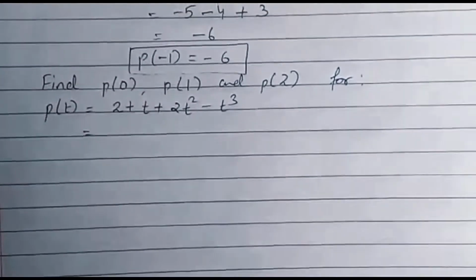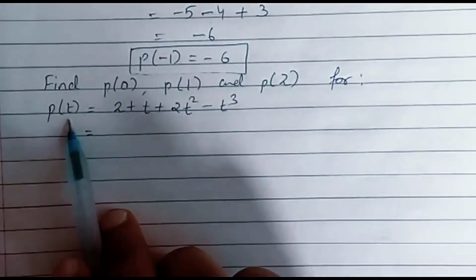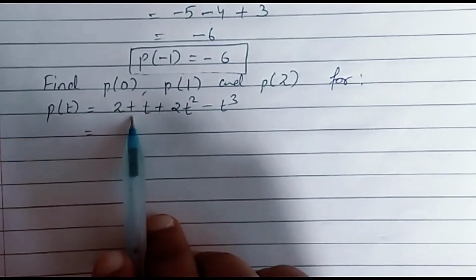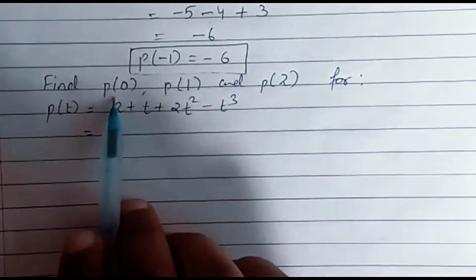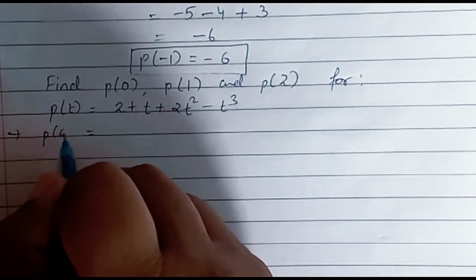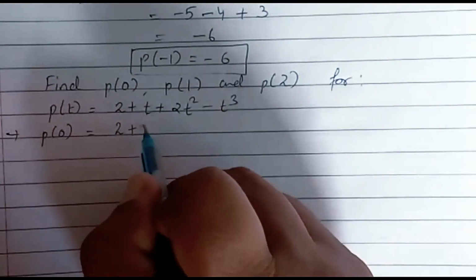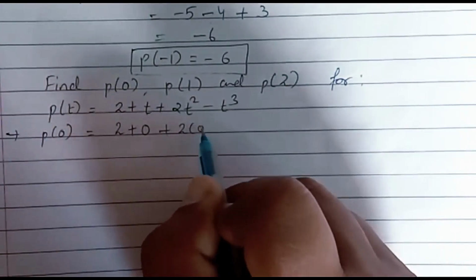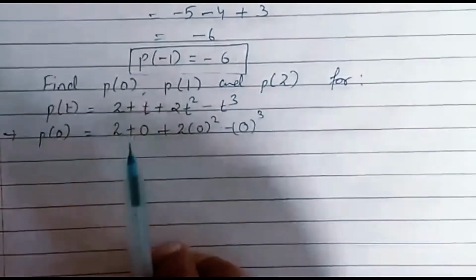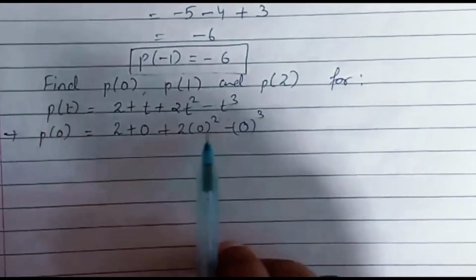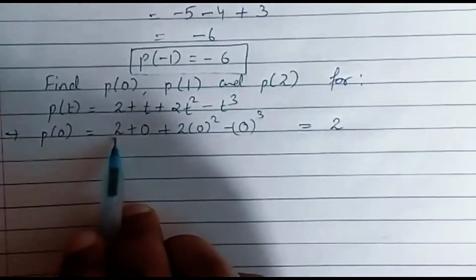Now our next question is to find the value of p of 0, p of 1, p of 2 for this p of t, that means polynomial in variable t, which is 2 plus t plus 2t square minus t cube. Let us first find p of 0. In place of t you can write 0: 2 plus 0 plus 2 into 0 square minus 0 the whole cube. We know that 0 into any number is 0, so our final answer will be just 2.